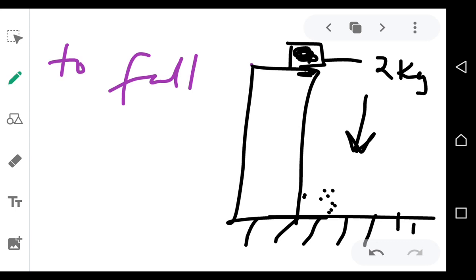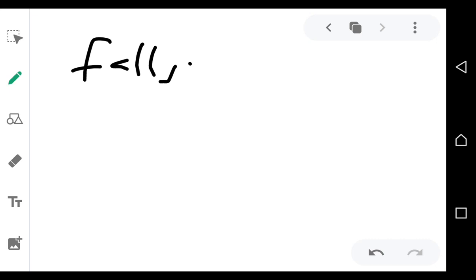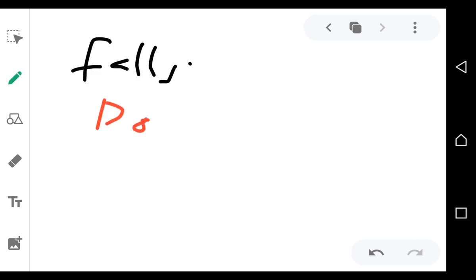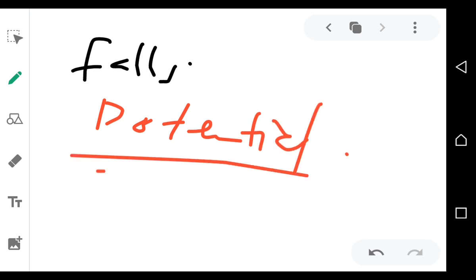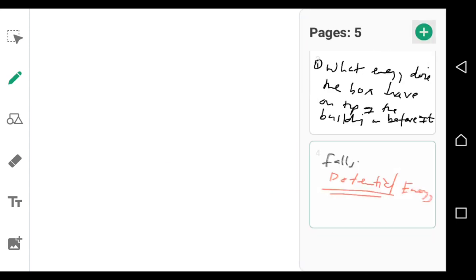It always contains potential energy. Before anything falls, it contains potential energy. So the answer there is potential energy. That's the answer for question 1.